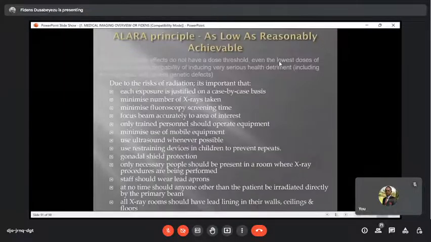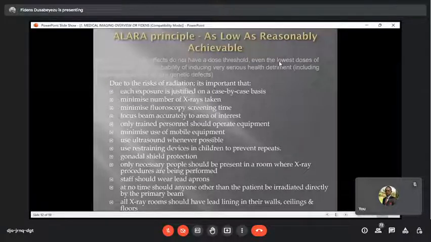So, there is what you call in radiology the ALARA principle. ALARA meaning as low as reasonably achievable. Everybody who works in radiology knows this principle, as low as reasonably achievable. Please give a low dose of radiation and you get the best image you want, as per the ALARA principle.